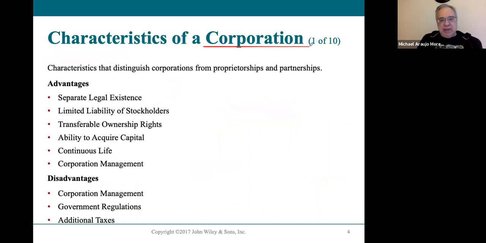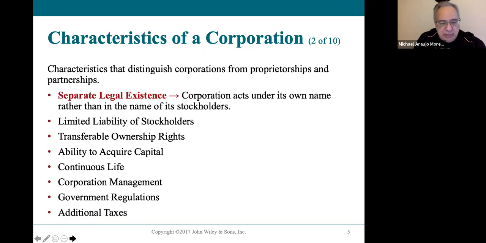This is where the repeat is from chapter 1. We've learned about the forms of business: sole proprietor, partnership, and corporation. And this reiterates some of the advantages and disadvantages of the corporate form of business. Okay, so let's take a quick peek through these again.